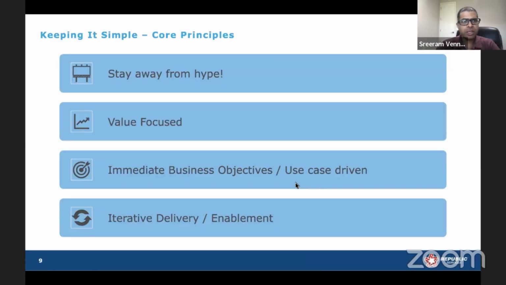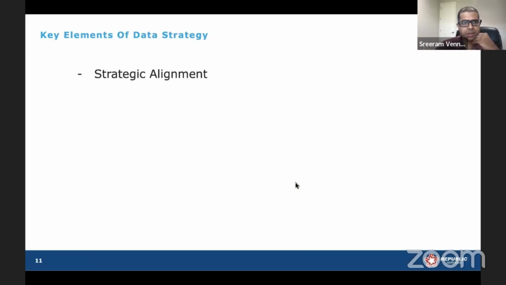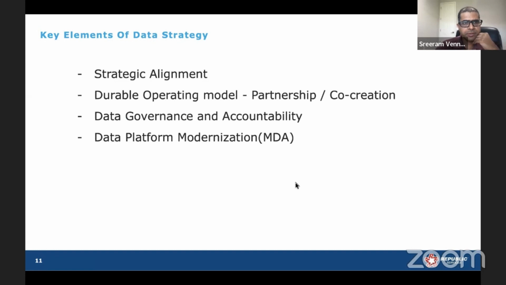So based on the core principles, here are the five data strategy elements that we defined at Republic Services. The first one is strategic alignment, then durable operating model, data governance, platform modernization, and self-service analytics. And we'll go through each one of them in detail.